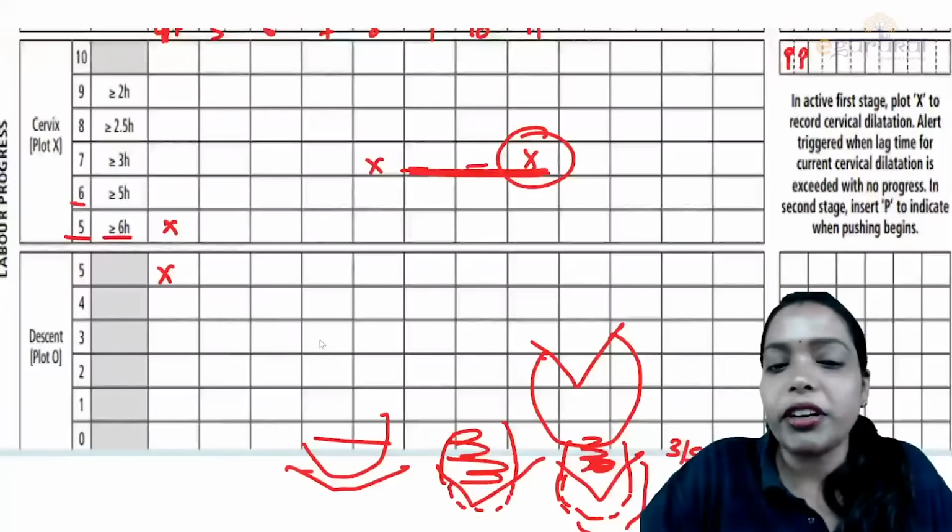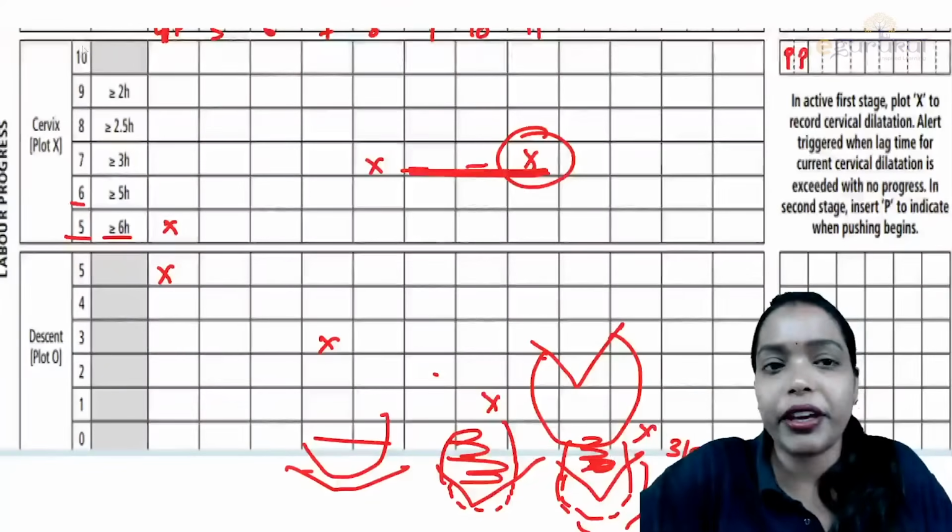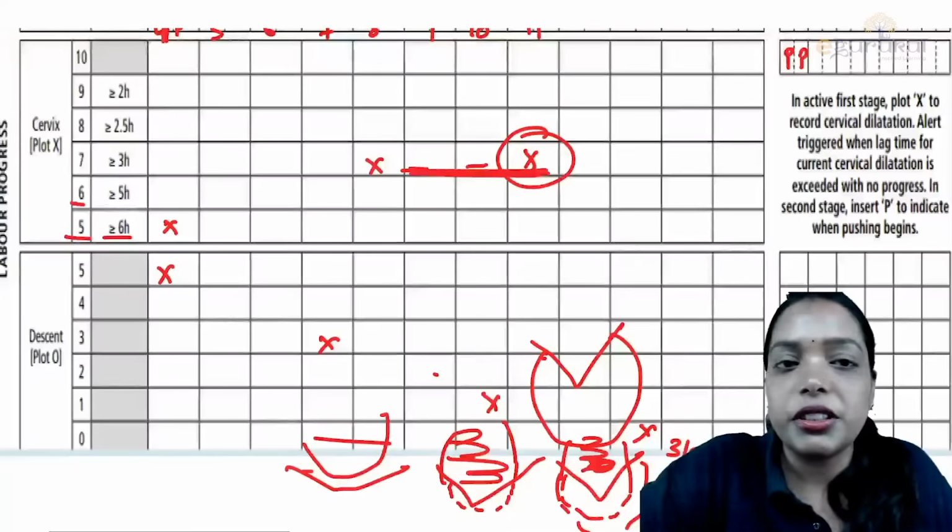So descent is plotted every 4 hours. Accordingly, however the descent is progressing, you have to write it. But there is no alert column for the descent.